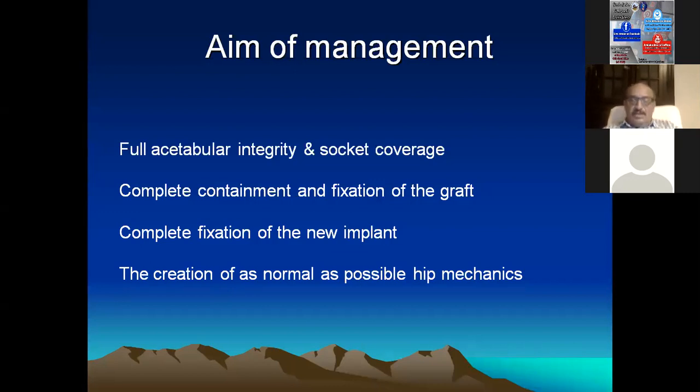If we have an acetabular deficiency and a loose component, the aim of management is to have full acetabular integrity and socket cover, a complete containment and fixation of the graft if we use it, complete fixation of new implants and stability, and the creation of hip mechanics as normal as possible. You need to get the anatomical hip center and to have good cover for the graft and for the prosthesis.